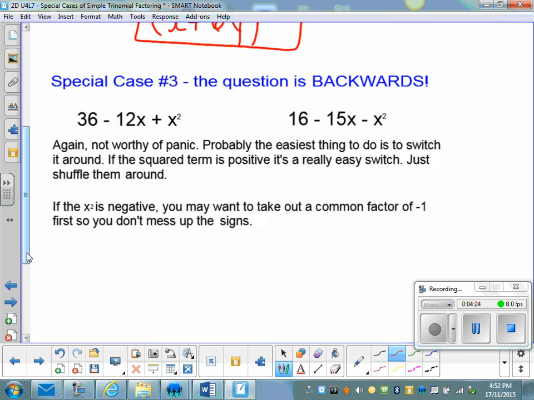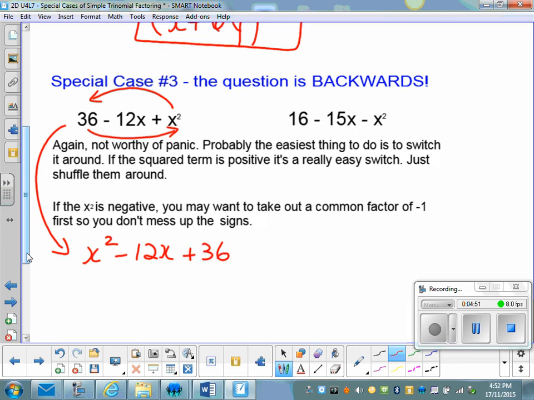The last special case we're going to look at is where the question's written backwards. So we like it with x squared at the start, then the x term, then the constant term. So all you're going to do when you run into this situation is rewrite it. So we're going to move the x squared up to the front. We'll move the 36 to the back. So when we do that, now the question's going to look like x squared minus 12x plus 36. And then you can go ahead and solve it from there.